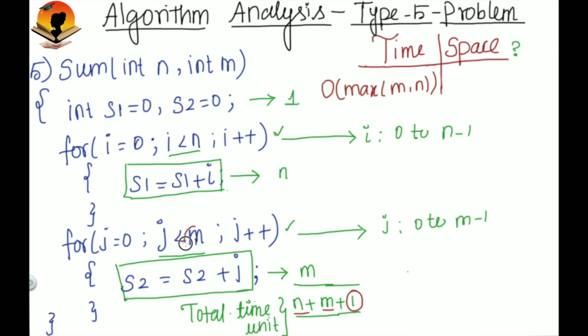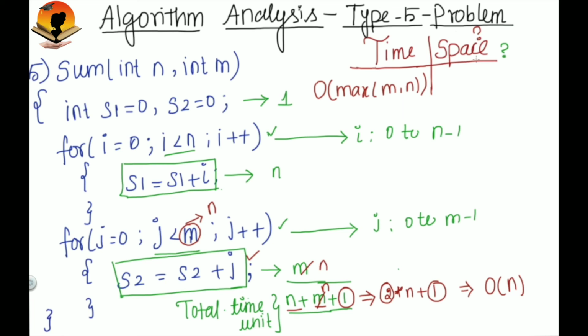Suppose instead of m, here also you are having n. Now what happens? This statement will be executed n times and the time unit becomes n and the total time unit becomes n plus 1. You can rewrite this as 2n plus 1 and you can ignore these two constant values and the time complexity is order of n.